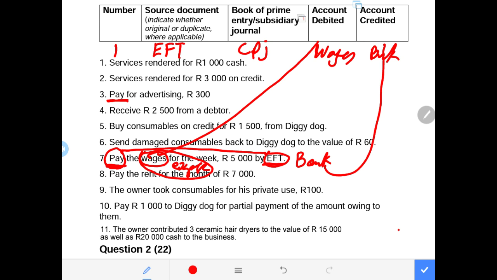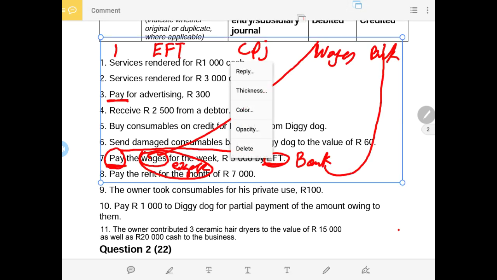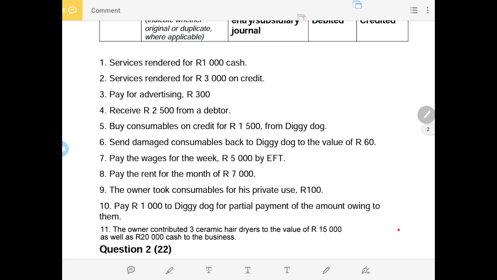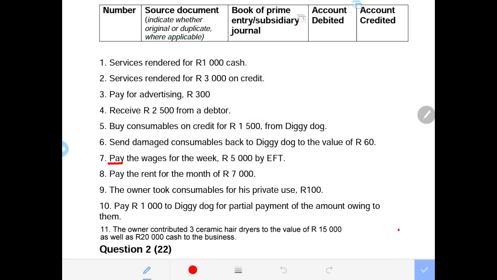Then our transaction number 8 reads as follows. It says pay. Once again, the word pay is appearing again. There is the word pay under number 8, which also appeared under our number 3, which was also in the same context as our EFT, which was also in the same context as our cash. We can say that bank is affected. And these are the terminologies that can be used to indicate that bank is affected.